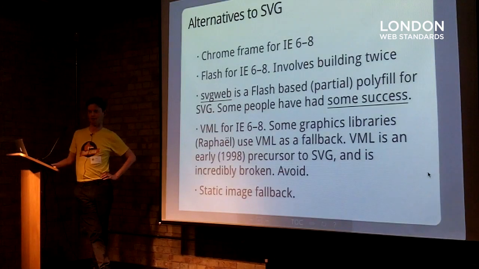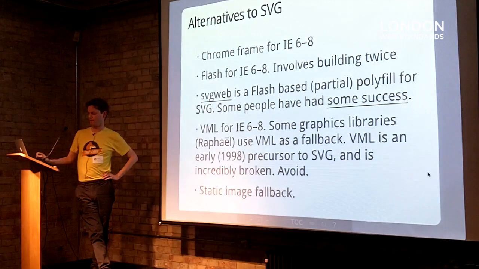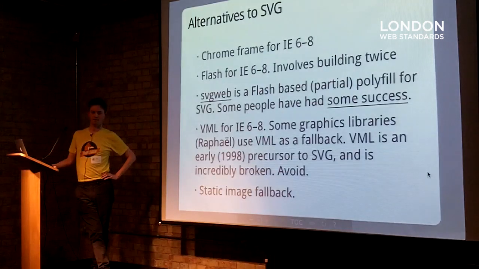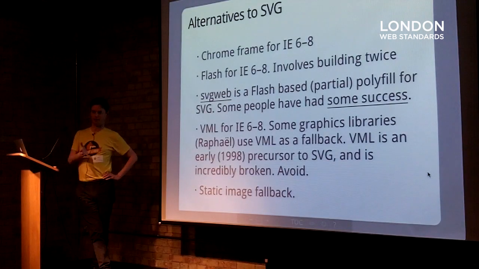Surprisingly few people seem to try, which is interesting. VML is a really horrible thing that Microsoft implemented in 1998 and hasn't updated since. It's what Raphael uses in IE6 to 8. In theory, it's very like SVG. It was a precursor. A lot of the DOM elements are the same.